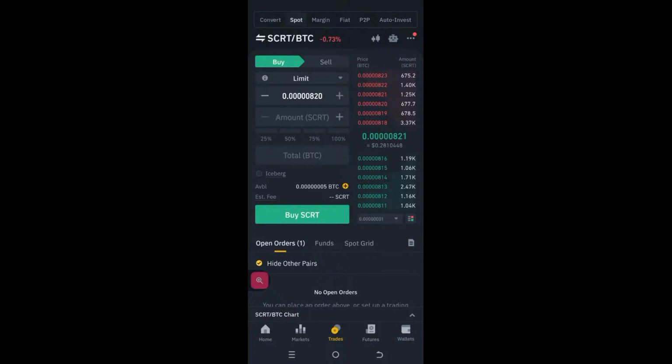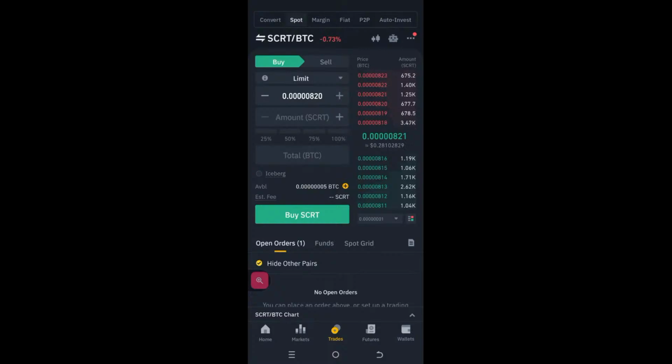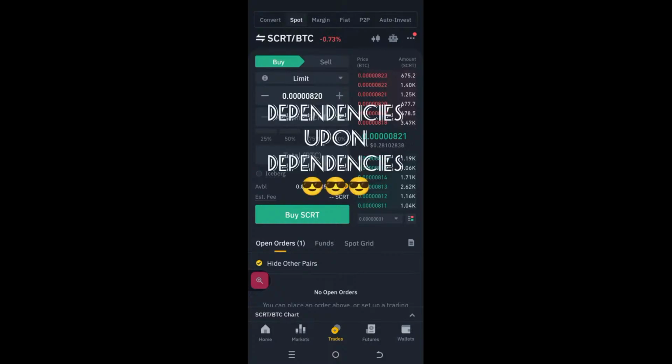Okay? So we have the propensity to make 4% plus in the triangular arbitrage, and now 3.5%, which we can't make because of withdrawal and deposit networks. Now, is there money to be made? Yes, there's money to be made. But what is stopping us from making this money are the dependencies upon dependencies, okay?